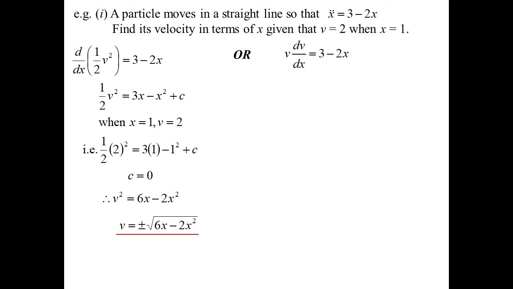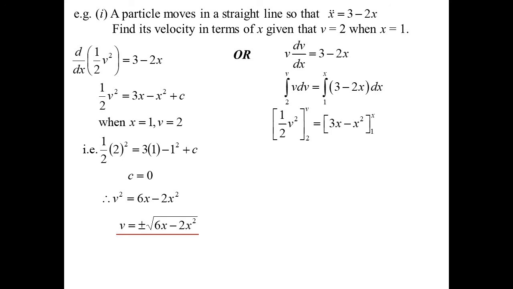Or, and this is why I prefer v dv/dx, because as you know, I hate finding those constants. So using v dv/dx, I can now separate the variables. I get the integral of v dv is the integral of 3 minus 2x dx. The information they've given me, x is 1, v is 2. I want to link v and x together. Now, what ends up happening when you integrate the left-hand side, amazingly, you get half v squared. So you're still using that, but you're getting it from the v dv/dx. But because it's now a definite integral, I don't have to worry about finding the constant.